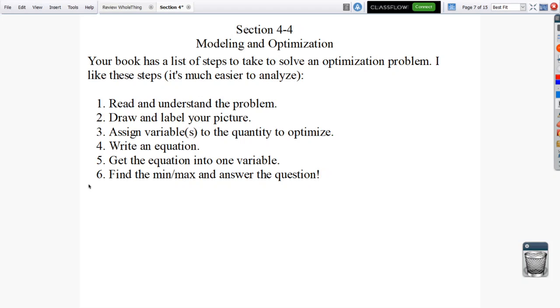problem. Always read the problem before you start to do it. 2, draw and label your picture. 3, assign variables to the quantity that you want to optimize. 4, write some sort of equation that results in the quantity that you're trying to optimize. And 5, get that equation into one variable, because we are talking about single variable calculus, not multivariable calculus. And then step 6 is really the only calculus that we do here. You find the max or the min and answer the darned question. All right?